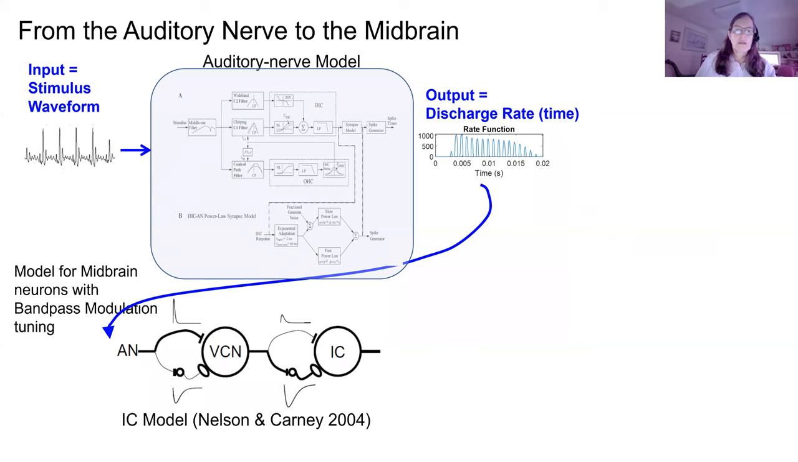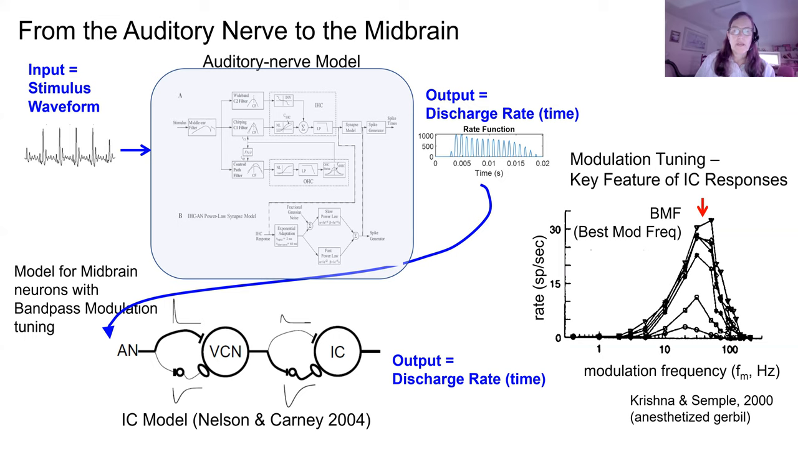The output of the model can be used as the input to higher level models, such as a midbrain model, simply by taking the output and using it as the input to that model. And then finally, we get a rate function from the responses of the midbrain neurons. The models currently hosted on the web app focus on including modulation tuning, which is a key feature of IC neurons.